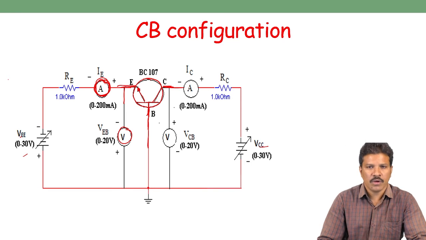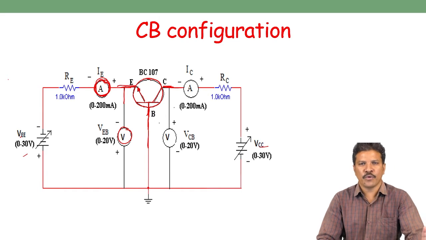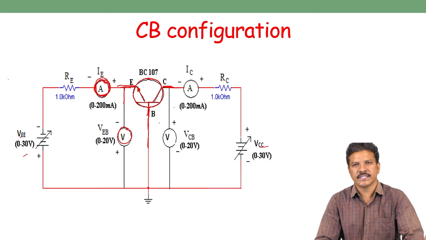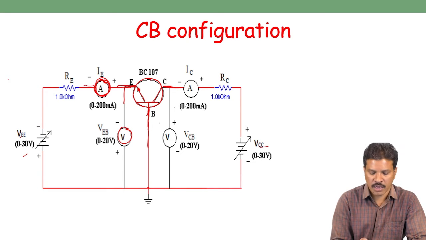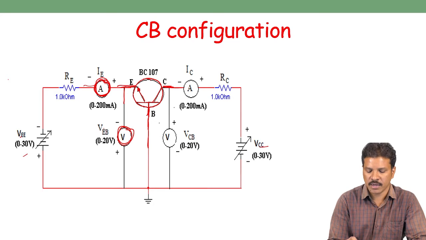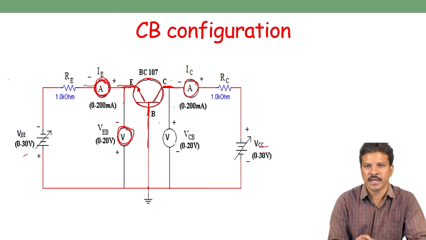So we have used 4 variables, 4 parameters: input current, input voltage, output current, output voltage. Input current is measured with this ammeter, input voltage with this voltmeter, output current with this ammeter, and output voltage with this voltmeter.